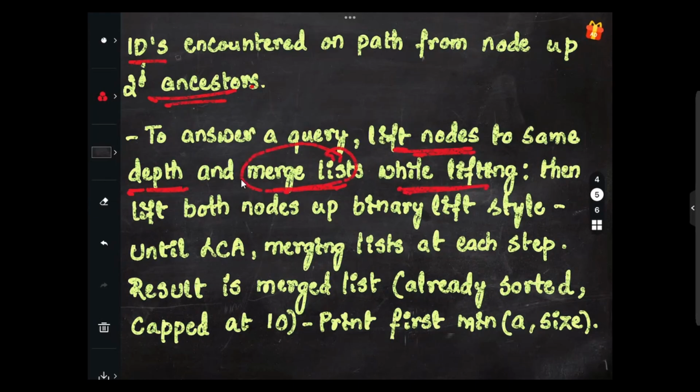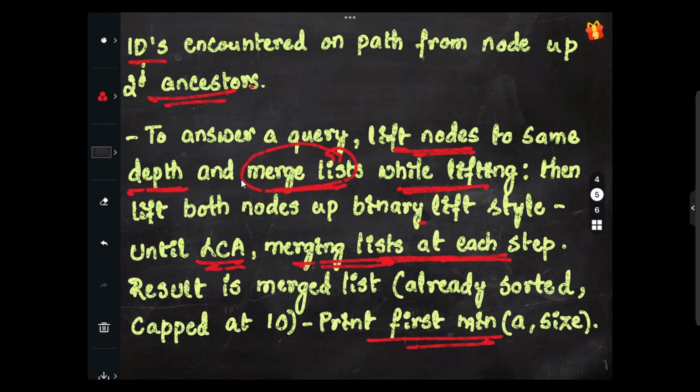Then we will lift both nodes up, binary lift style, until the LCA, the lowest common ancestor, merging lists at each step. So the result is nothing but the merged list, already sorted and kept at 10.